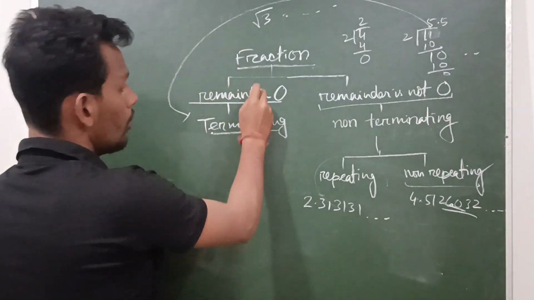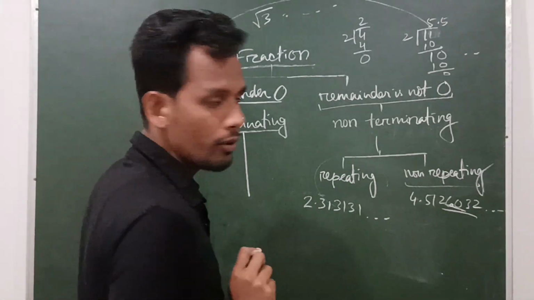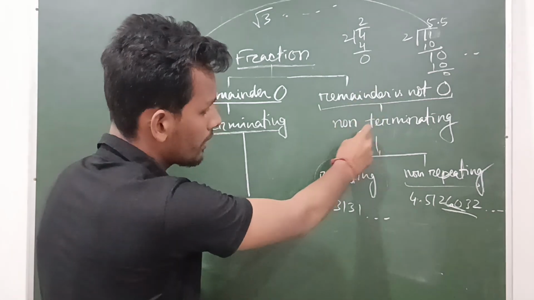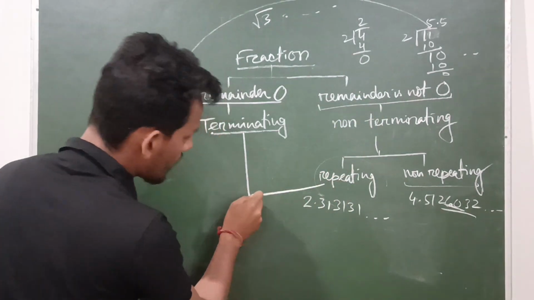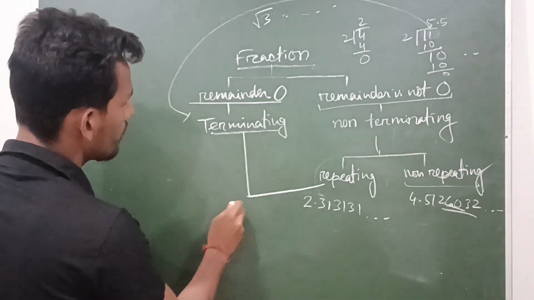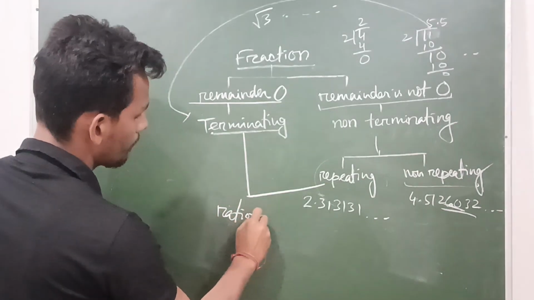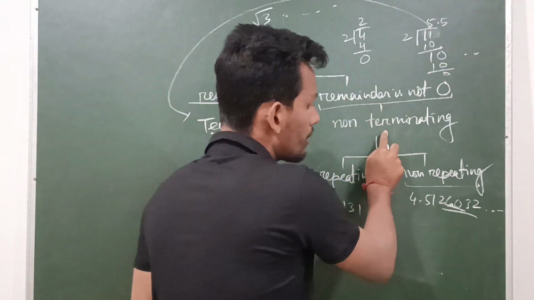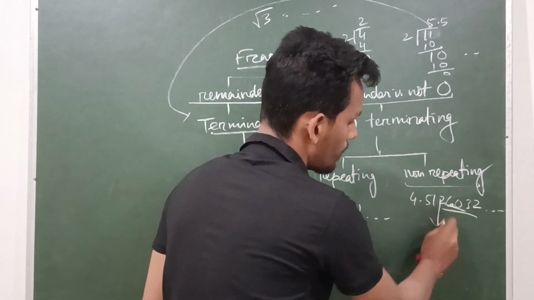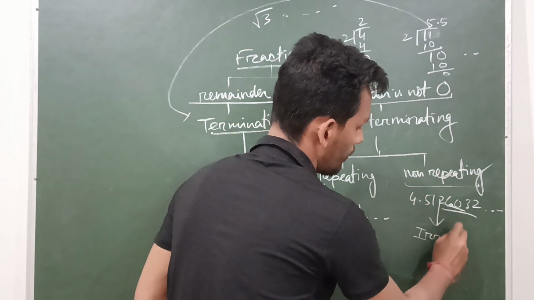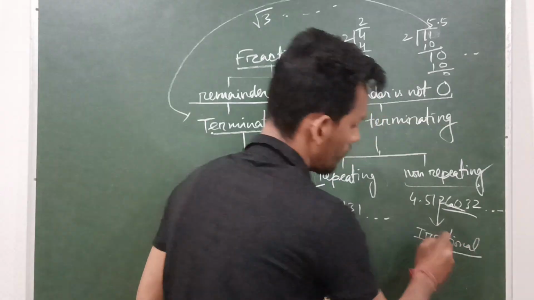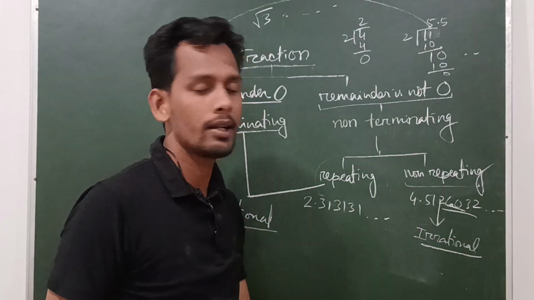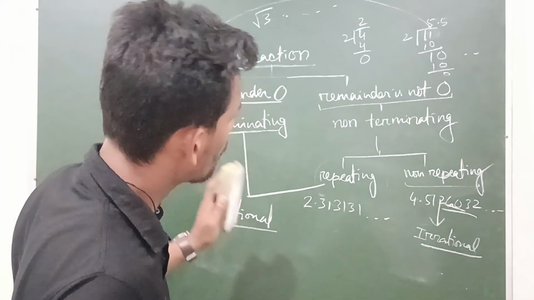Okay, now remainder 0 means terminating. Remainder is not 0 but they are called non-terminating, but they are repeating. These two types of numbers are called rational numbers. Clear? And only the non-terminating, non-repeating type of numbers are called irrational. Non-terminating, non-repeating numbers are called what? Irrational numbers. Clear?